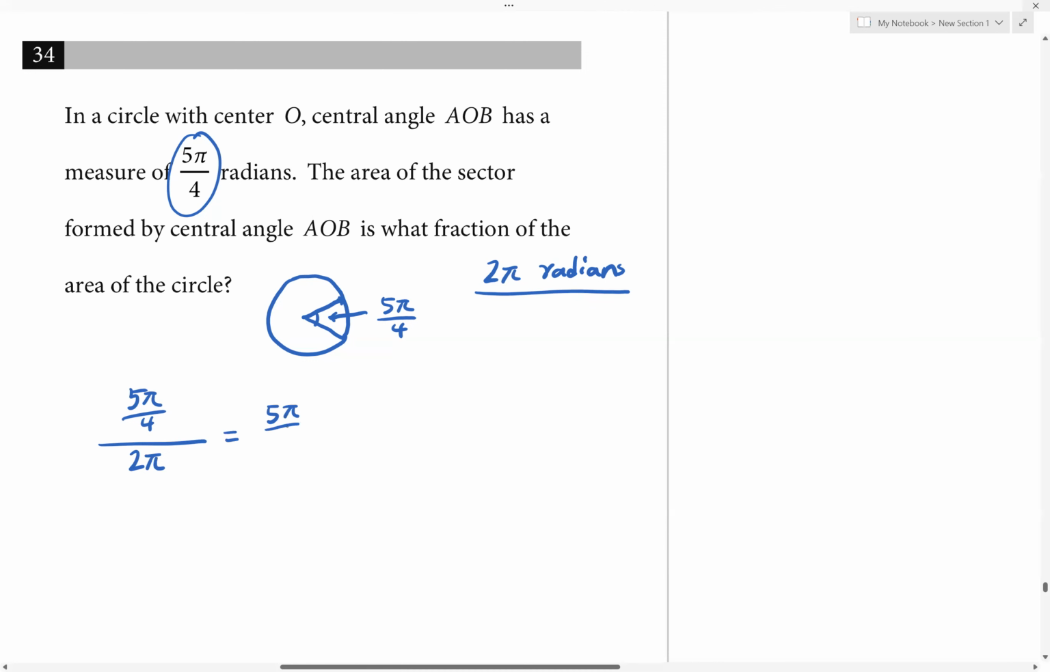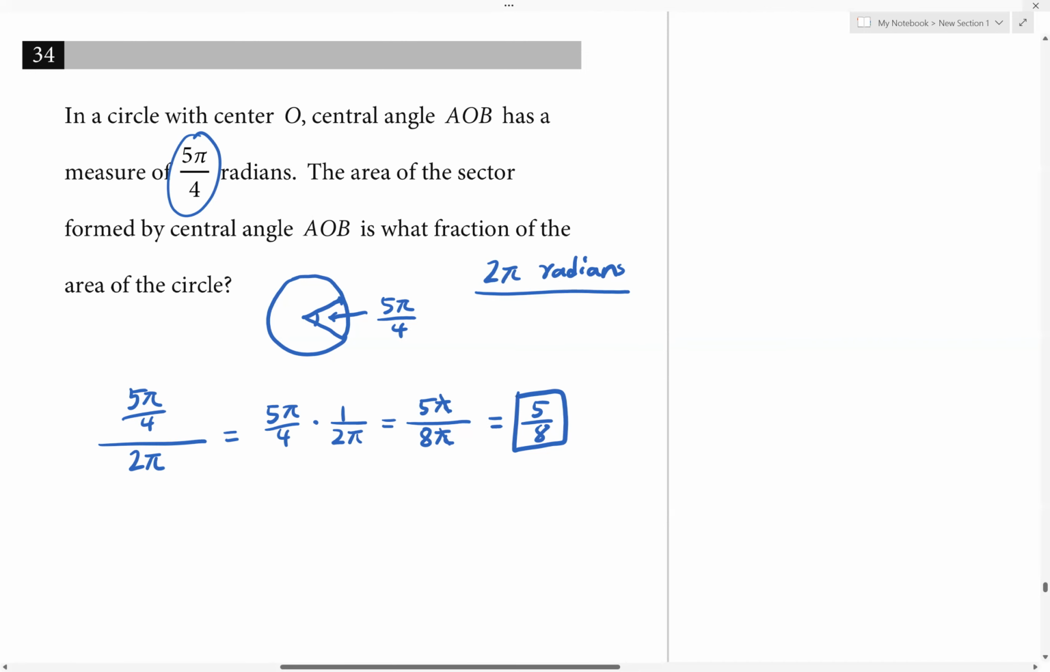5 pi over 4 divided by 2 pi, we can rewrite as times 1 over 2 pi. Dividing by 2 pi is the same as multiplying by the reciprocal, which is 1 over 2 pi. So you multiply this out. The top times the top is 5 pi times 1, which is 5 pi. And on the bottom, 4 times 2 pi is 8 pi. And see how the pi will cancel, right? So in the end we get 5 over 8. And that will actually be the answer here. So the fraction of the sector compared to the whole area should be 5 over 8.